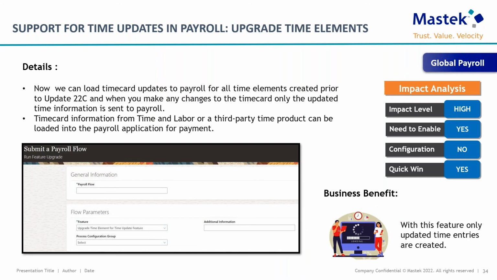Support for multiple updates in payroll time entries. Earlier, when we used to run a process like run feature upgrade, we had no option to run it just for the updated time card. But now we have an option where we can run the process just for the updated time card. With this feature, we are just going to create the time entries for the updated time card, and it is not going to create them for all time cards.